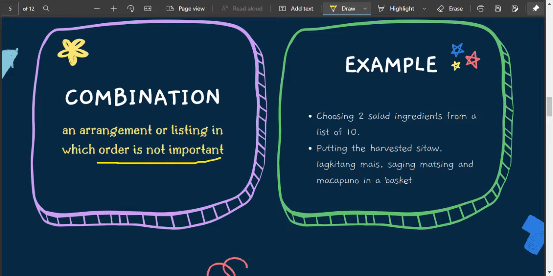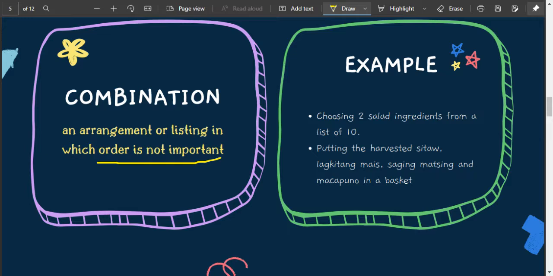Choosing 2 salad ingredients from a list of 10. For example, vegetable salad. Gusto mo yung 2 salad ingredients mo ay, halimbawa, tomato and lettuce. So, sa pagpili ba ng tomato at lettuce, kailangan ba may top 1, may top 2, or may pagkasunod-sunod na dapat mauna ko laging piliin yung lettuce, dapat mauna ko palaging piliin yung tomato? 'Di ba hindi naman? Basta merong lettuce at tomato, kahit sinong mauna, basta meron yung dalawang ingredients na yun, okay na. So, combination siya kasi hindi mahalaga kung sinong mauna o sino yung susunod na pipiliin.